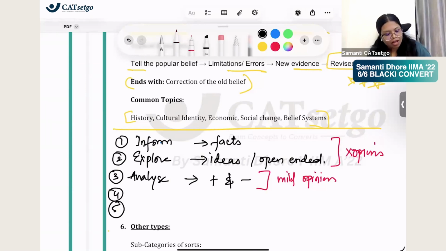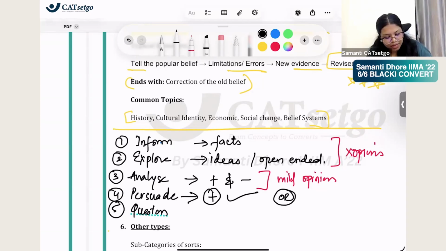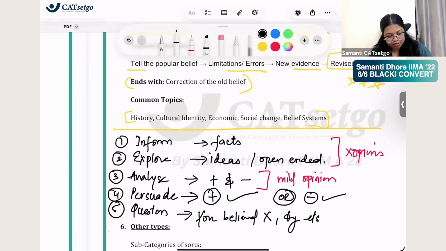And then the last two are, what were they? To take a side, persuade. And the last one was to question or challenge. Right? So in persuade, the author is like, if positive, believe my positive, or the author will be like, if negative, believe my negative. Persuading. What I'm saying is right. And question is like, you believed X, but it's actually Y. Okay. So these are heavy on opinions.